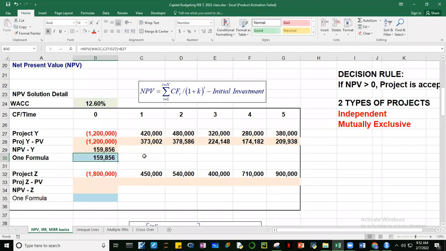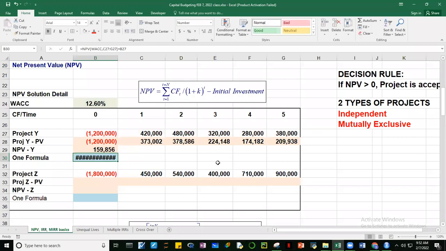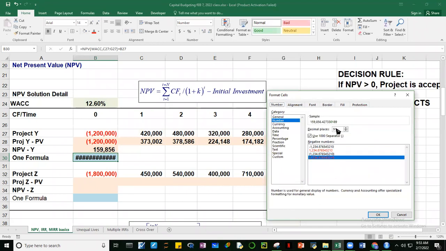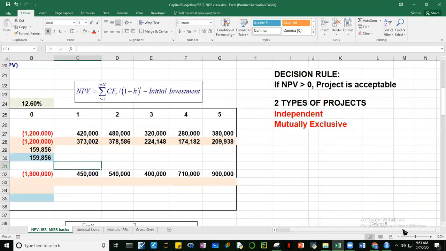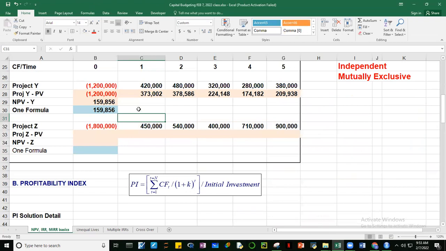Enter there. All right, so the same, guys. We'd like to just use the NPV function for computation because it's faster. Control 1. I won't put any decimal place. All right. So we said the decision rule, guys, is if the net present value is positive, then the project is acceptable. Then let's do that for project Z.